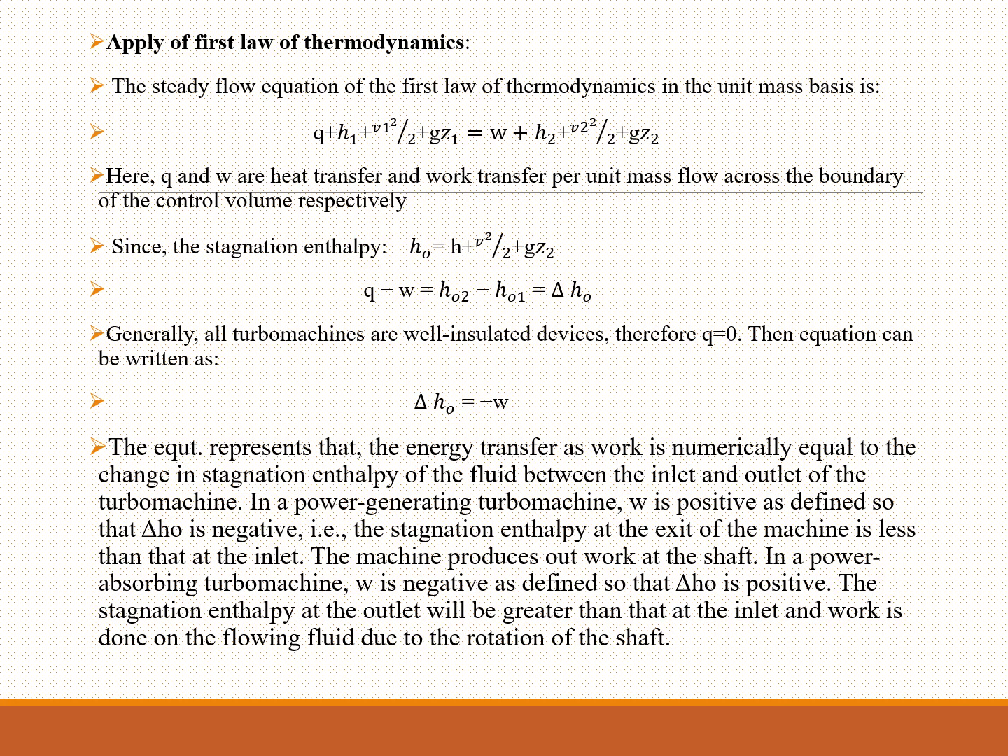In a power generating turbo machine, W is positive as defined, so that Δh0 is negative. The stagnation enthalpy at the exit of the machine is less than that at the inlet. The machine produces output work at the shaft. In a power absorbing machine, W is negative as defined, so that Δh0 is positive. The stagnation enthalpy at the outlet will be greater than at the inlet, and work is done on the flowing fluid due to the rotation of the shaft.